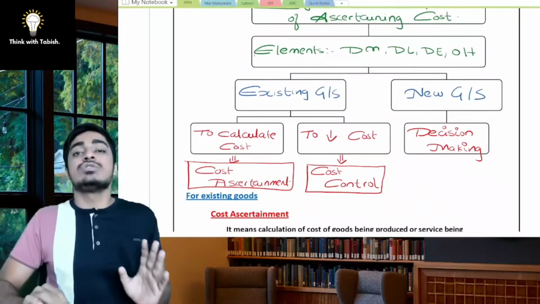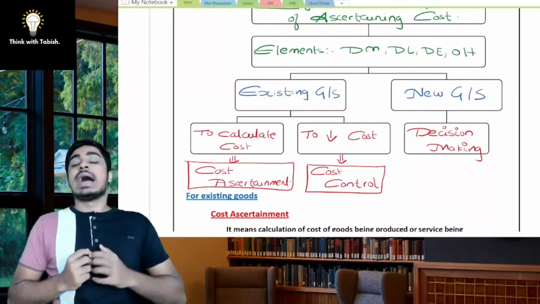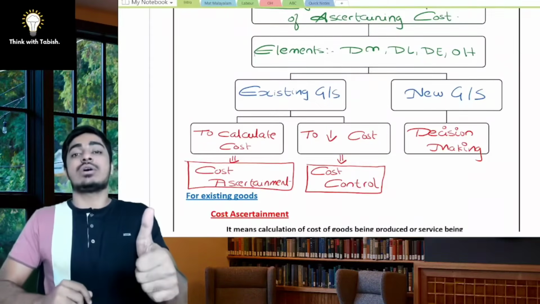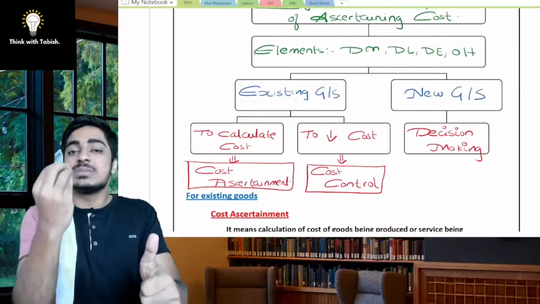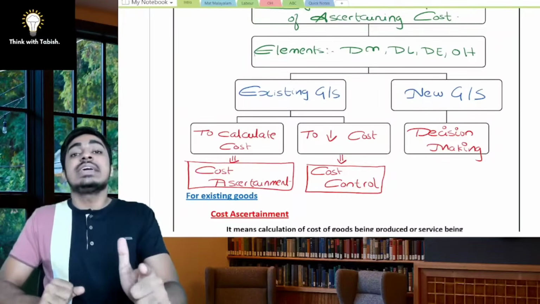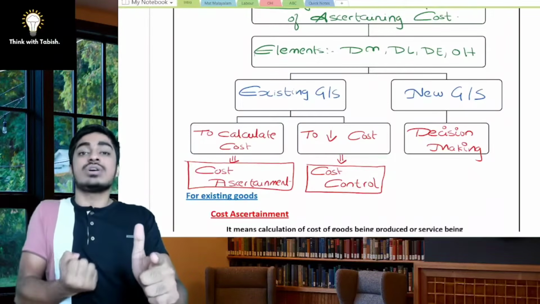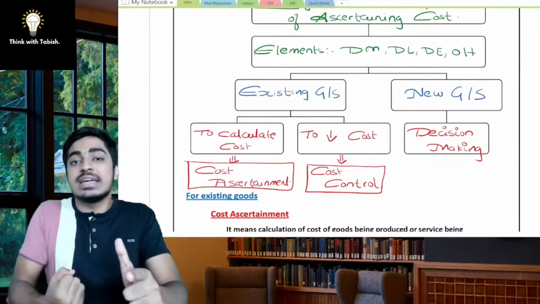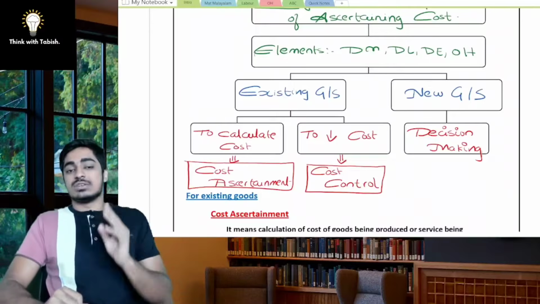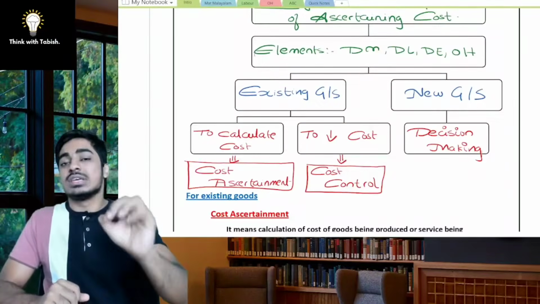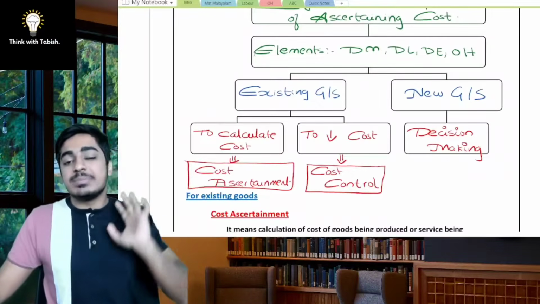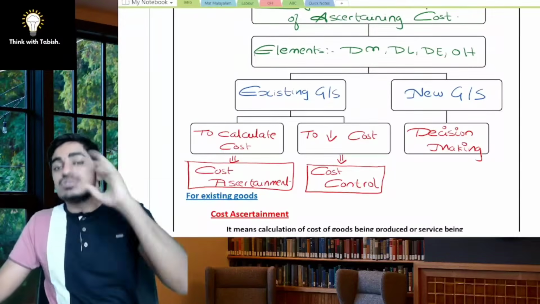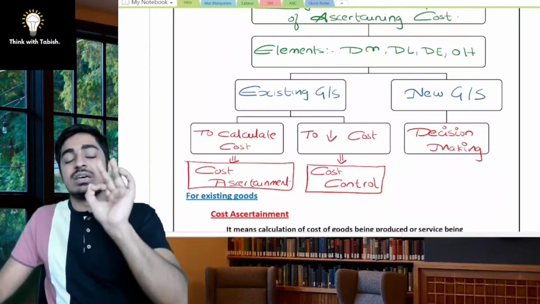For existing goods or services, what is it that I want to do? I want to firstly calculate the cost. What is the cost of manufacturing this pen? First objective. Secondly, I want to try and reduce the cost. Okay, my cost is 1500. Can I reduce it to 1300? So we have two objectives. Firstly, to calculate the cost. It is called cost ascertainment. And secondly, to try and reduce the cost. It is called cost control.